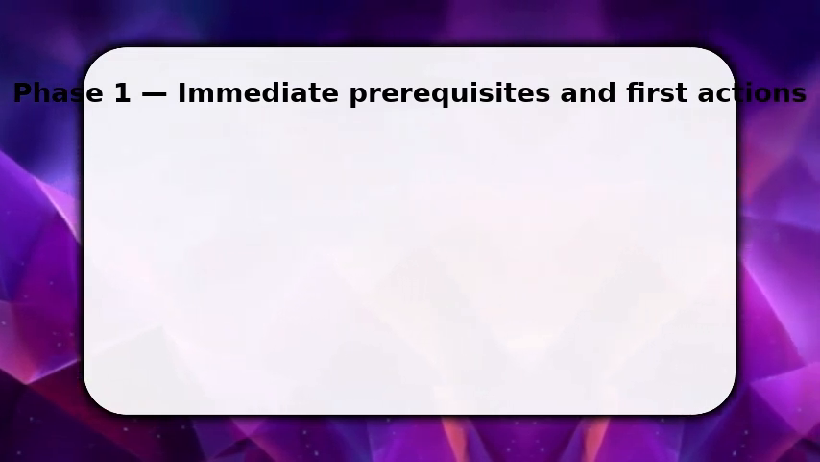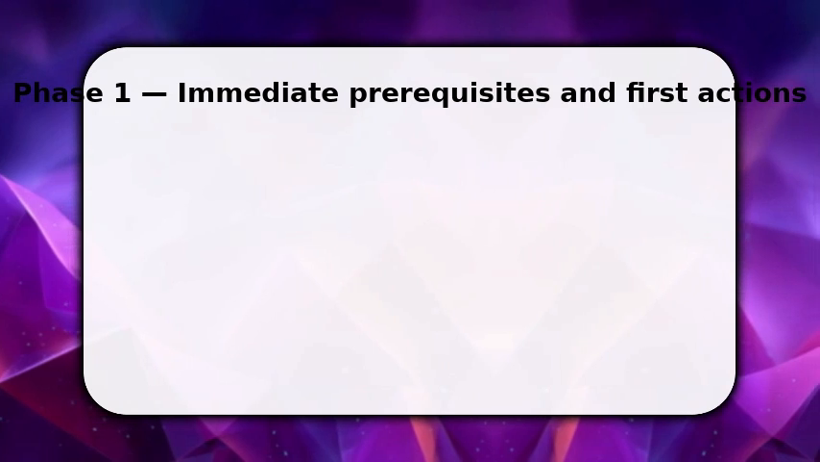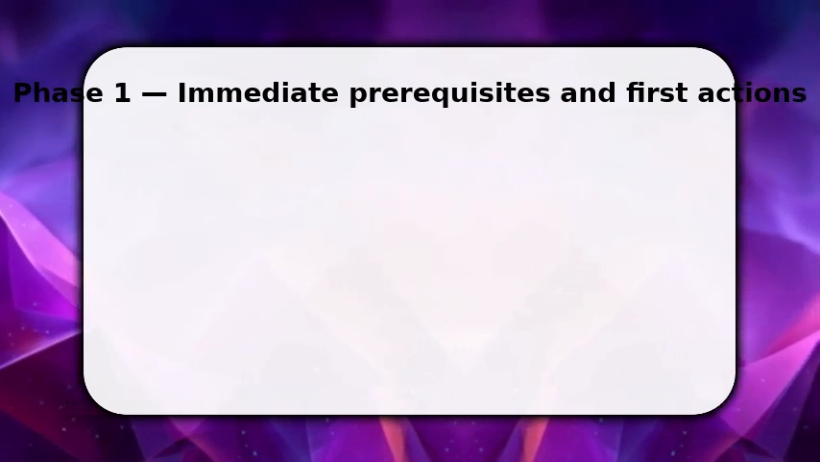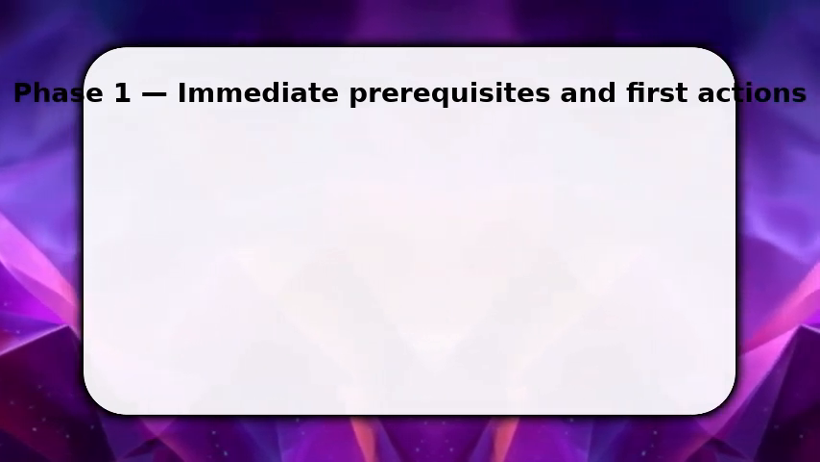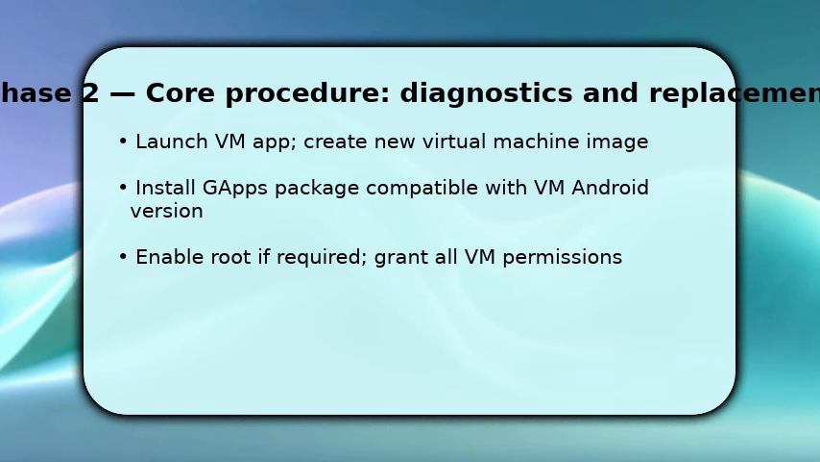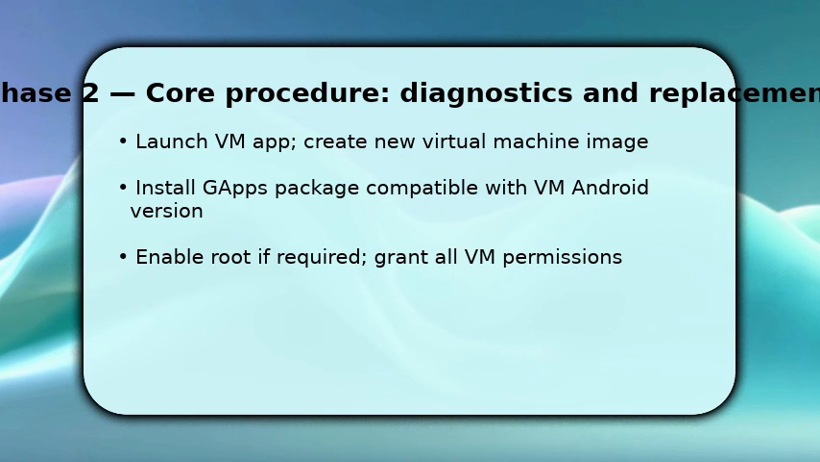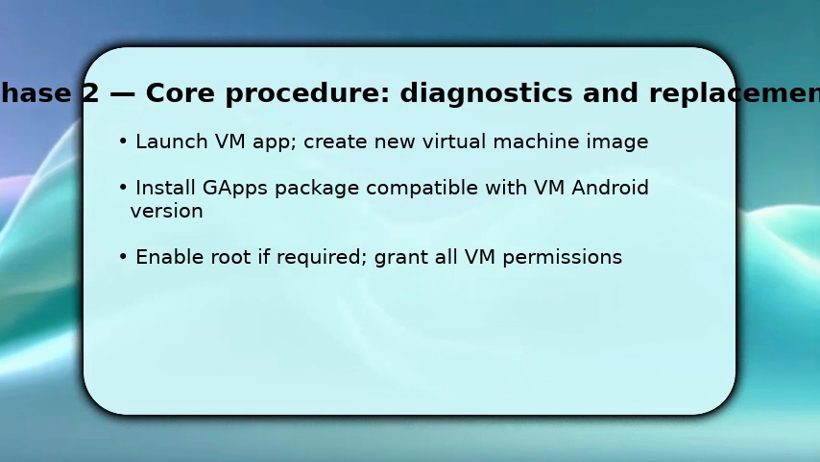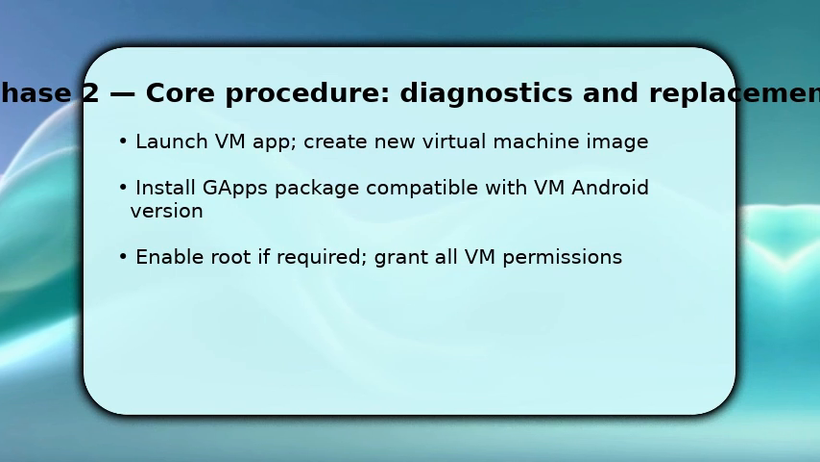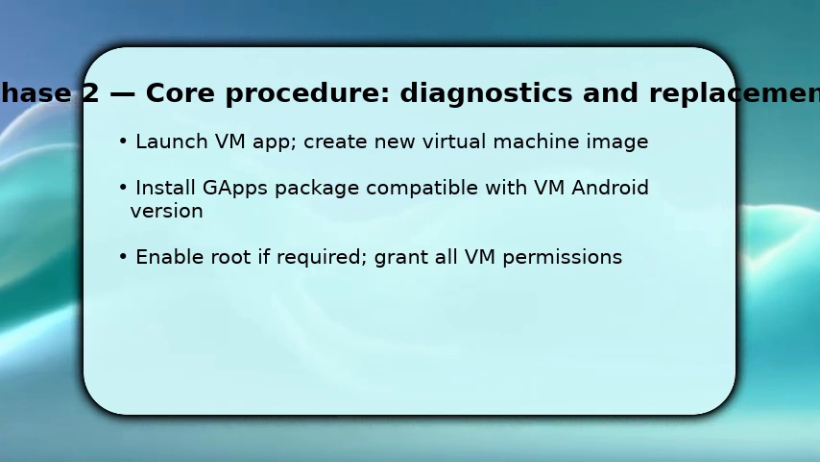Download and install the VM Environment app. This creates the isolated Android layer that will host Google Play. You now create the virtual device and provide it with Google services. Open the VM app, tap Create New and choose the Android image matching your G-Apps package. Accuracy matters because mismatches break Play Store.